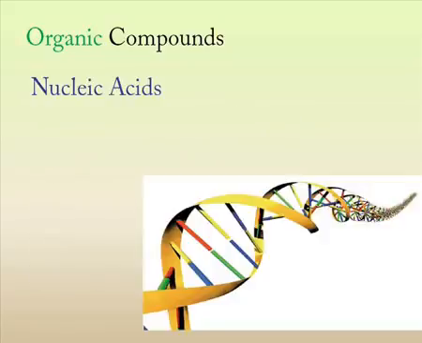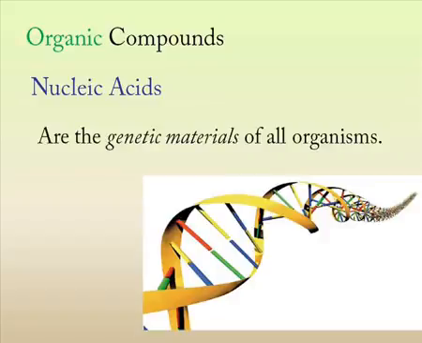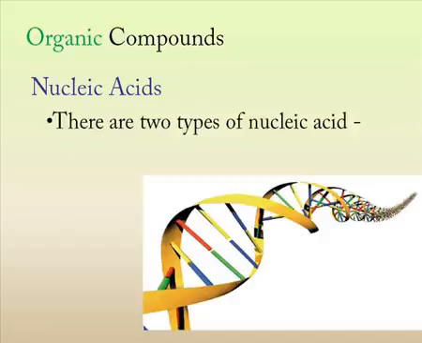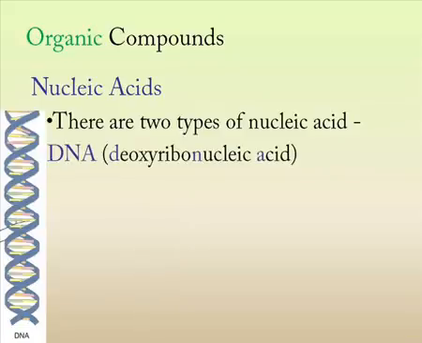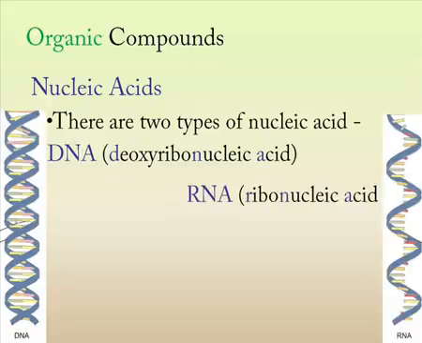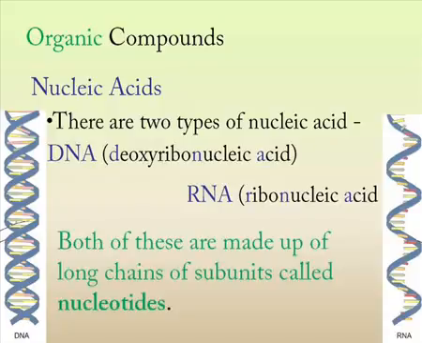Next off, we're going to be having a look at nucleic acids. Now, nucleic acids are a special organic compound because these guys are the genetic materials of all organisms. There are two types of nucleic acid. One of them you've most likely heard of is DNA, deoxyribonucleic acid, which is a double-stranded type of nucleic acid. Another type of nucleic acid is RNA, which is a single-stranded type of nucleic acid. Both of these nucleic acids are made up by the joining up of lots and lots of little subunits called nucleotides. And we're going to be having a look at these a fair bit also within coming weeks.